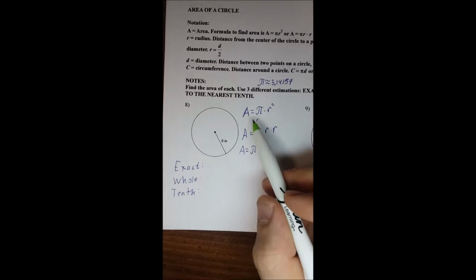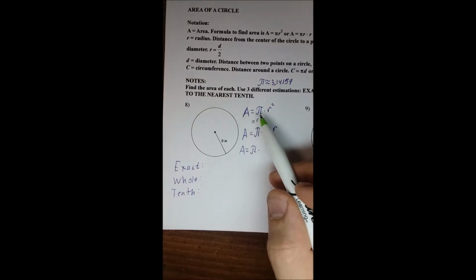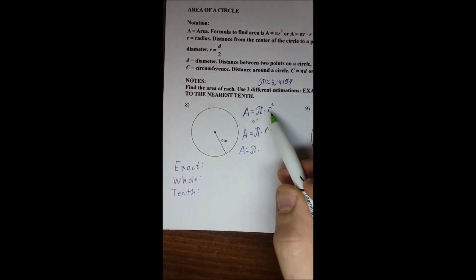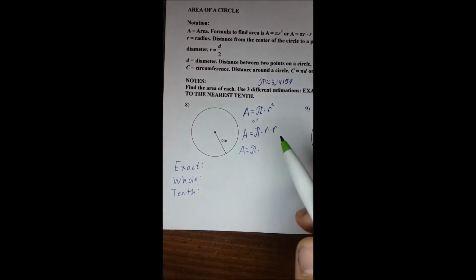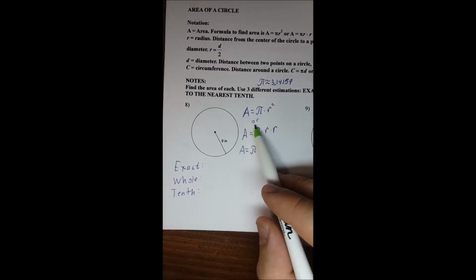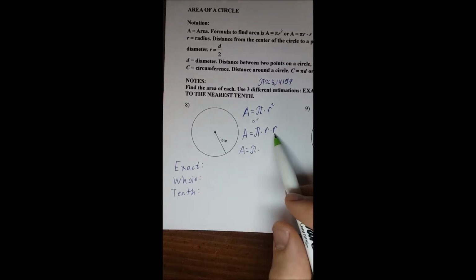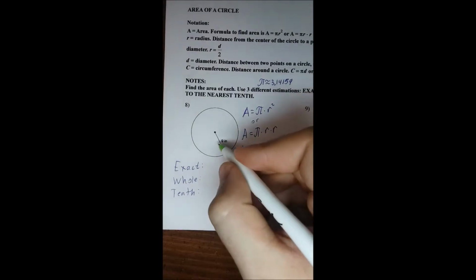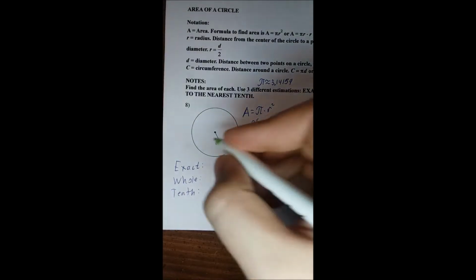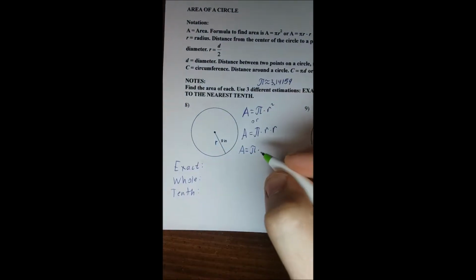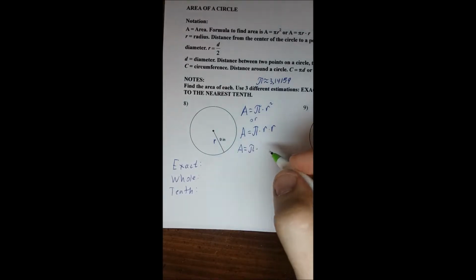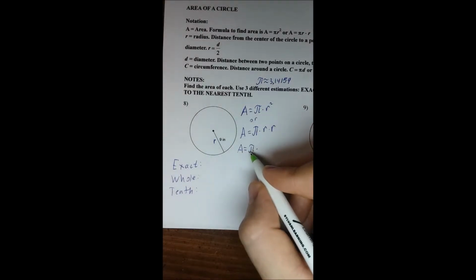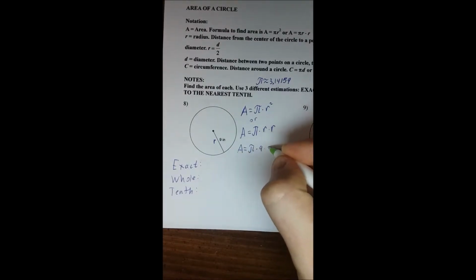The formula we're going to be using is area equals pi multiplied by radius squared. What is radius squared? Area equals pi times radius times radius. Let's take a look at our example. Our radius is given to us. Radius is 9 inches here. So again, it's going to be area equals pi times 9 times 9.